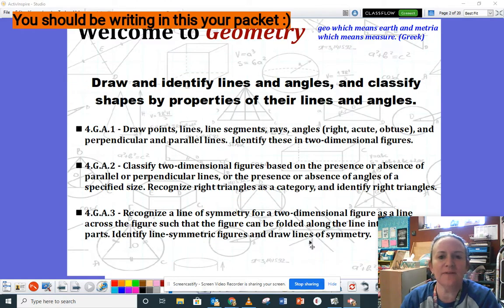Hello, fourth graders. We are going to start lesson 2 for our geometry packet. On your screen, you should see our learning intentions and success criteria for this unit. We're going to learn about lines and angles and lines of symmetry.